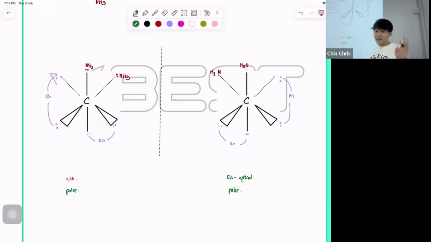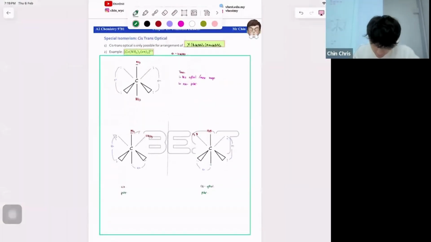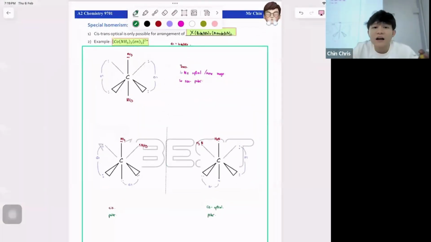Okay, guys, now we have some time. I just want you guys to try the next page. Let's draw it together. Draw for another 10 minutes, then we will conclude this chapter, then we can move back to our ionic equilibrium.